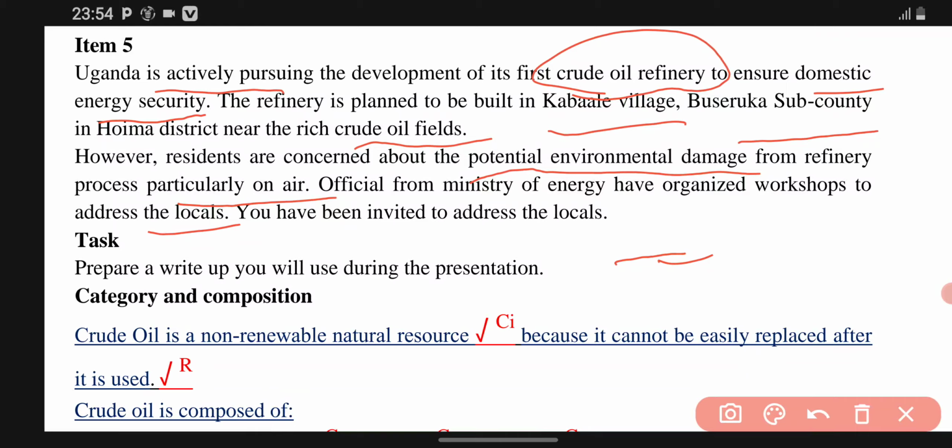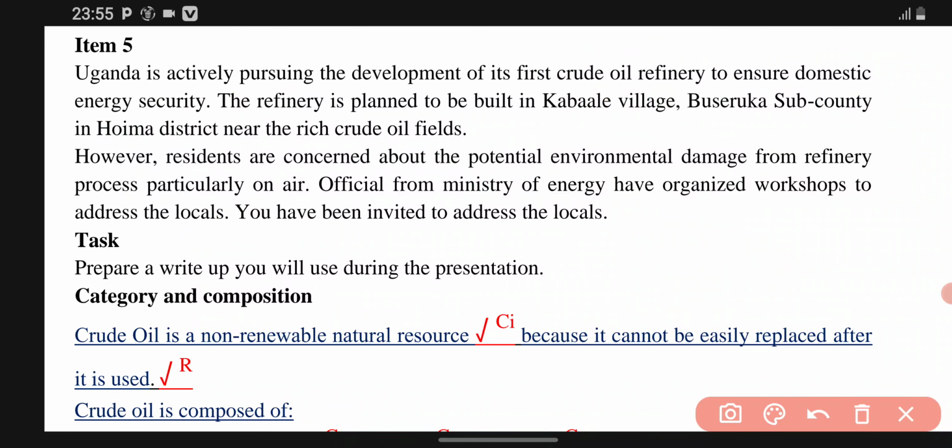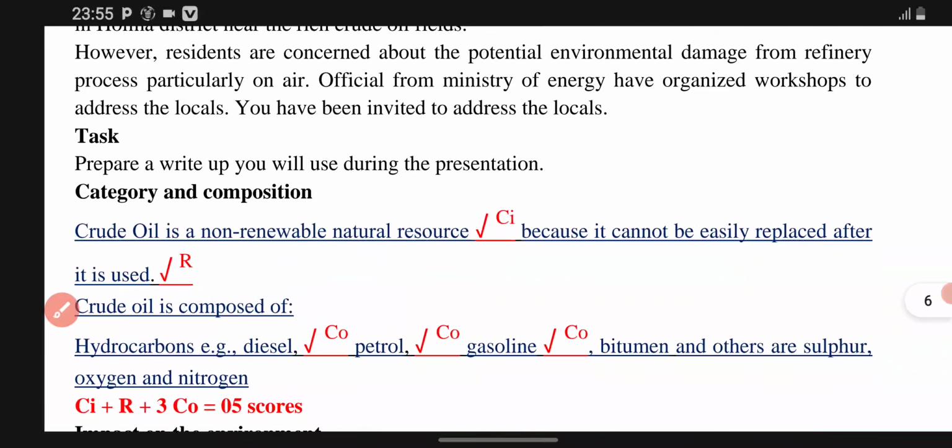So here you have to identify now the category. You have to identify the category of the natural resource. Now, which natural resource, according to the scenario? Which natural resource have they talked about? Of course, it is crude oil. And you have to tell us, crude oil, is it a renewable resource or a non-renewable resource? And its composition. Okay, I hope you have understood that. Let's proceed. Now let's look at the answers.